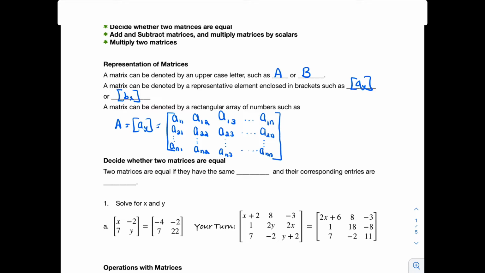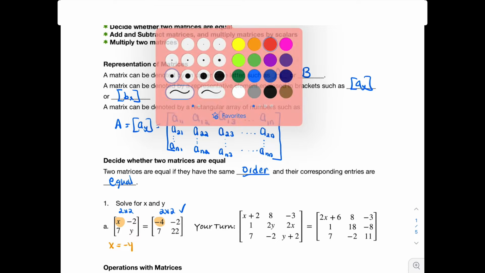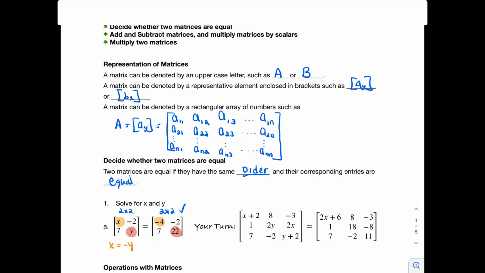Two matrices are equal if they have the same order and their corresponding entries are equal. So these two are 2 by 2 matrices, so they have the same order. So corresponding entries must be the same. So I see that -2 and -2 are the same, 7 and 7 the same, so I need to make x such that it's equal to -4, which means x has to equal -4. And likewise, y would have to be equal to 22. So our corresponding entries in corresponding positions in each matrix have to be the same.